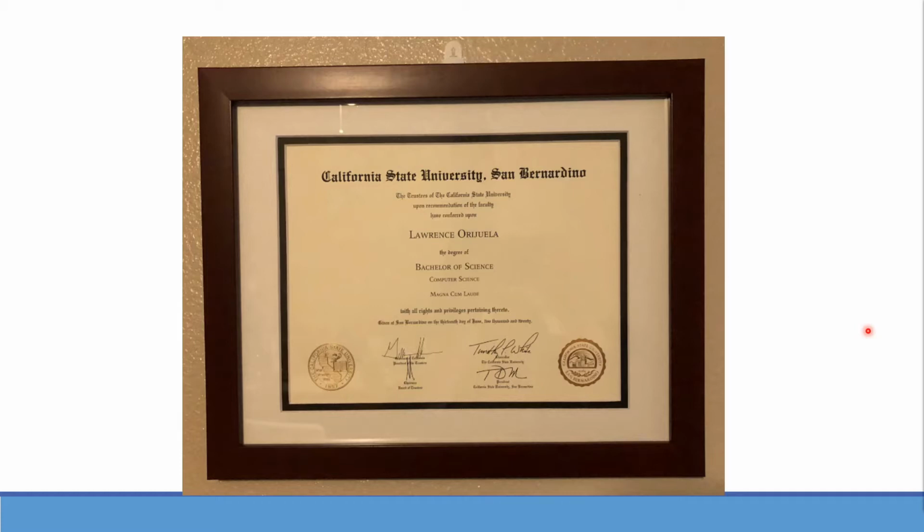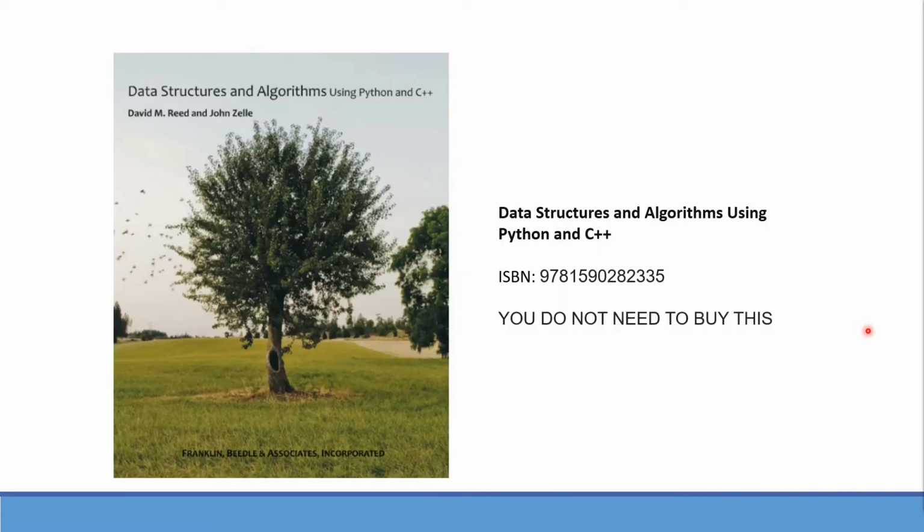So next order of business, the textbook. I actually don't decide the textbook for this class. That's decided by other people. But the textbook for this class is this: Data Structures and Algorithms Using Python and C++. If you want the ISBN, it's here. But I will tell you straight away, you actually don't need to buy this textbook to be successful in this class.